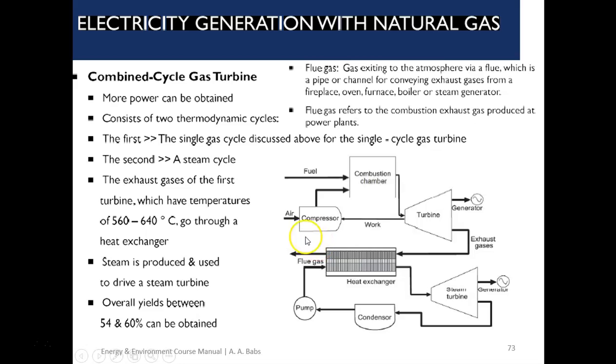We have our fuel and our compressed air supplied to the combustion chamber. In this combustion chamber, burning takes place, and then we have exhaust gases. The exhaust gases are then supplied to the turbine. The turbine then turns and then turns the generator. The generator produces AC electricity, and that is supplied to the users, to the transmission lines.